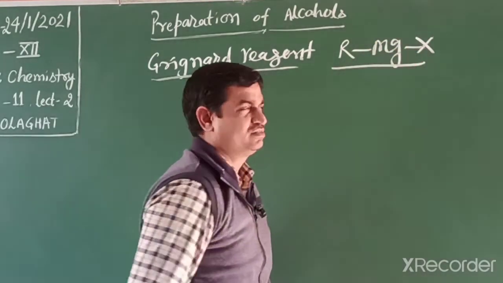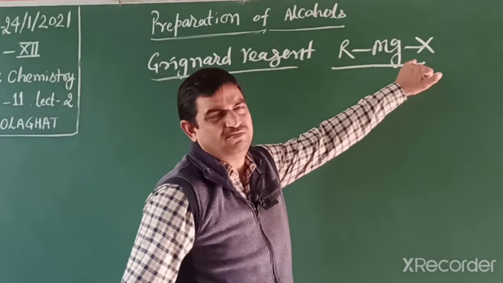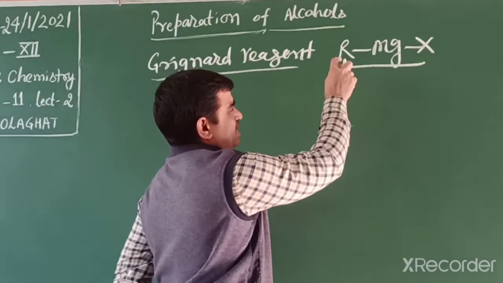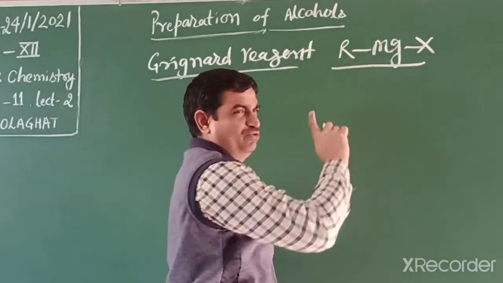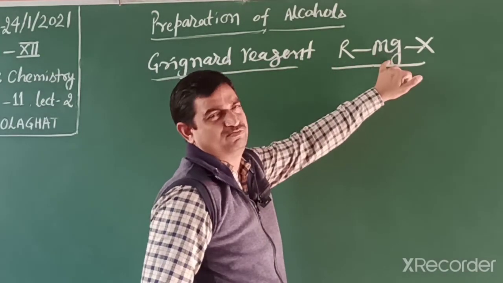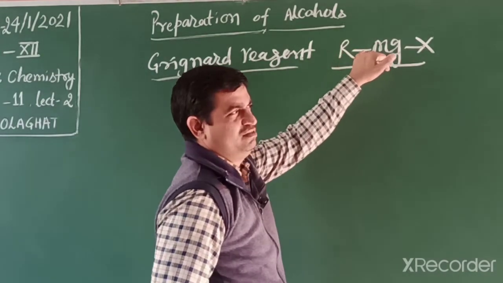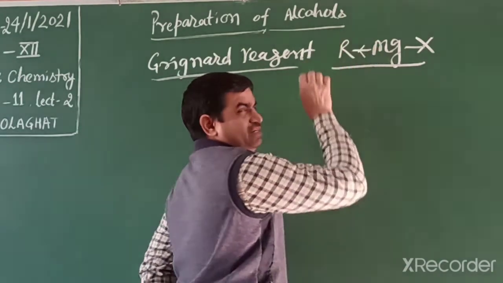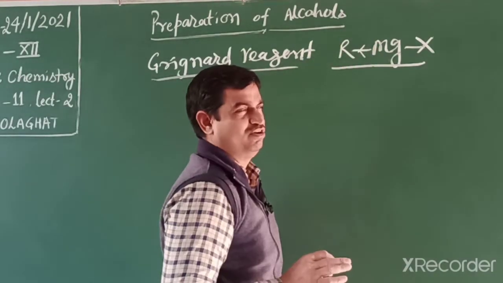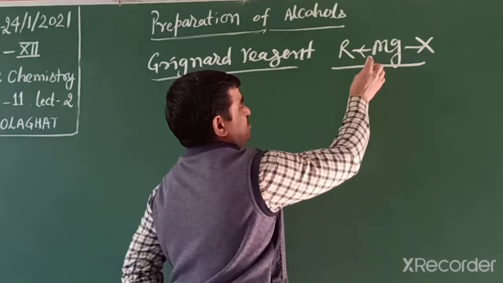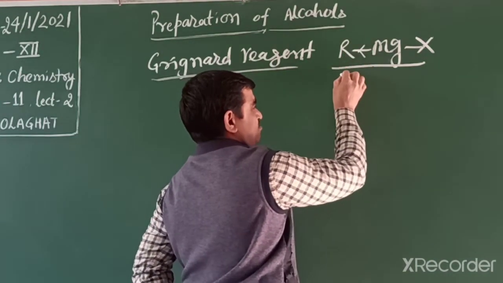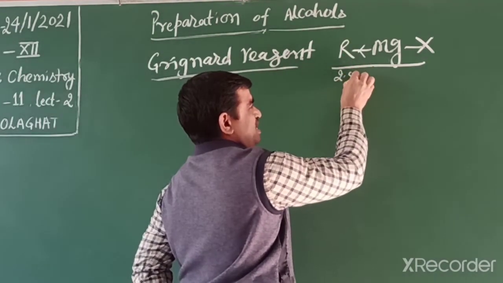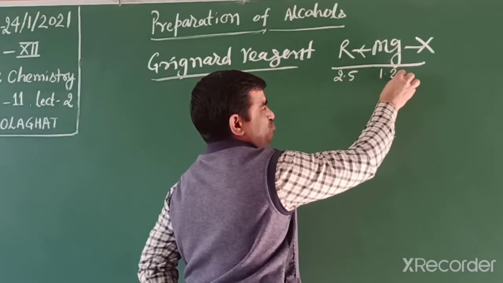RMgX means alkyl magnesium halide. In this alkyl and magnesium, that bond is known as an organometallic bond, a bond between carbon and metal. This bond is ionic in nature. Why? Because of the difference of electronegativity. Carbon electronegativity is 2.5, magnesium is 1.2.